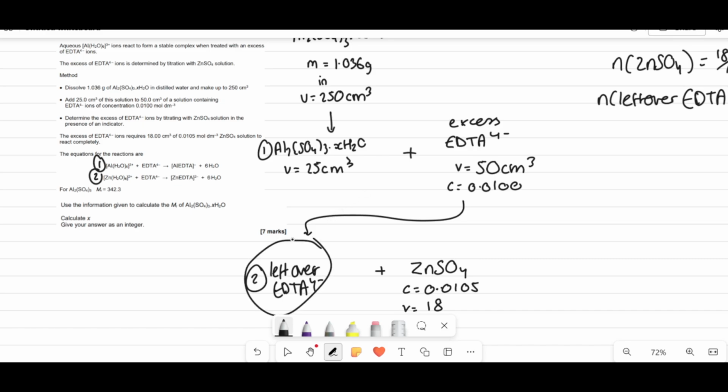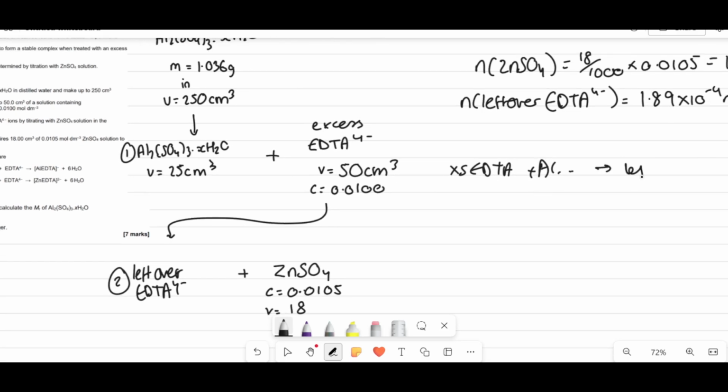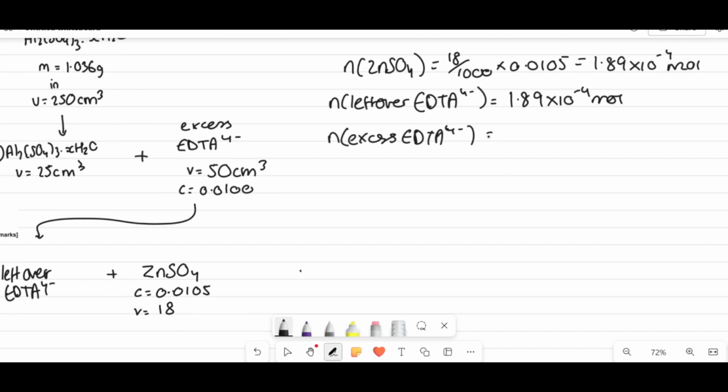If we have whatever the moles were left over, and we've been given the concentration and volume of the excess EDTA, right? As in, we've got excess EDTA plus Al blah, blah, blah, and it makes leftover EDTA, which we now know, then the difference between these two will be however much reacted with the Al. So let's work out the moles of the excess EDTA. So the moles of the excess EDTA is going to be its volume, 50 over 1,000 times 0.1, which is going to be 5 times 10 to the minus 4 moles.